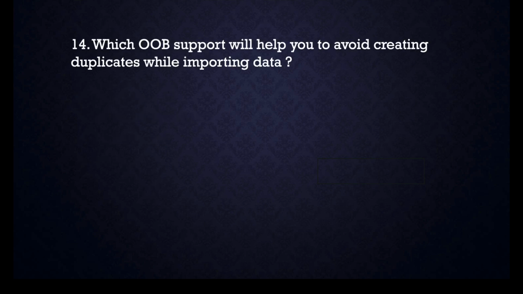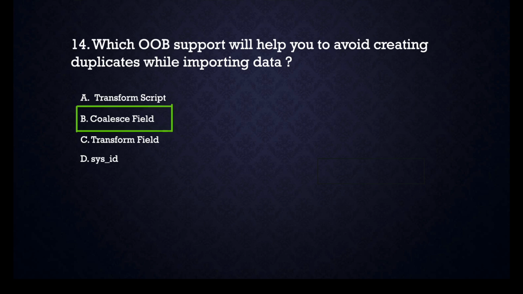Next question. Which out of the box support will help you to avoid creating duplicates while importing data? Options are transform script, coalesce field, transform field, sys_id. So the correct answer is coalesce field. Next question.